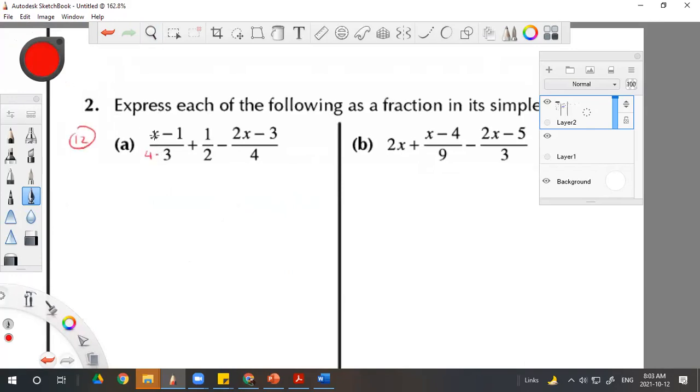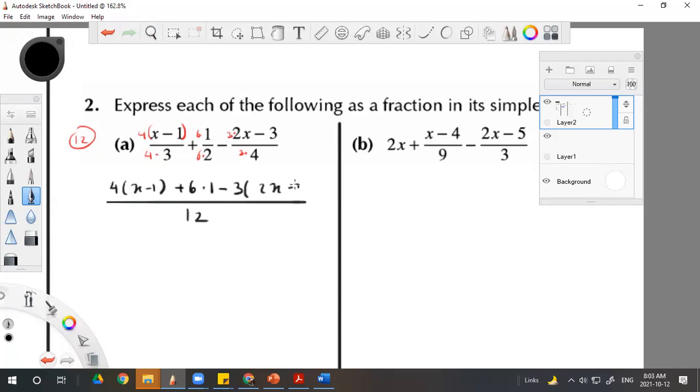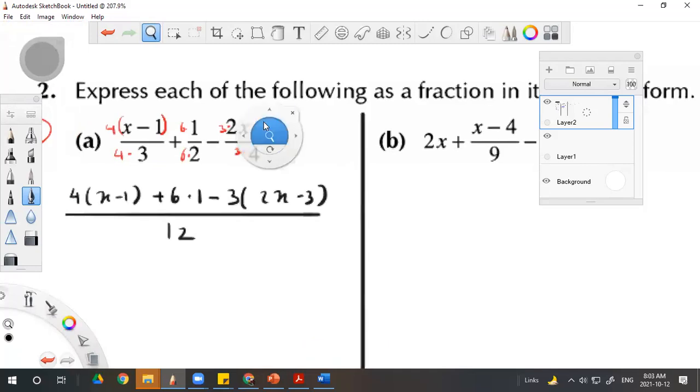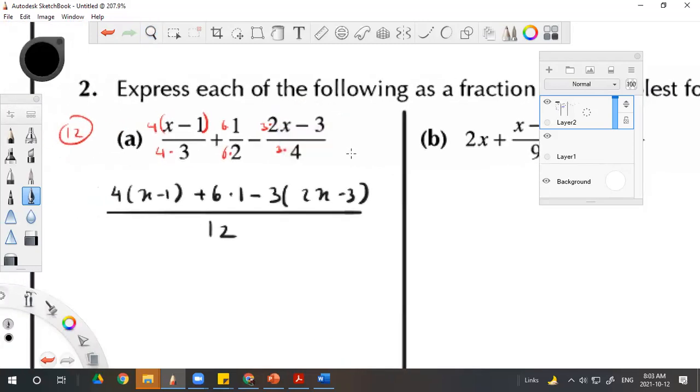Berarti ini kali 4, times 6, times 3. Right? So, pelan-pelan. Buka bracketnya gede-gede. Fraction. Everything is already 12. So, 4 bracket x minus 1 plus 6 times 1 minus 3 bracket 2x minus 3. Right? Slow but sure. Everything is supposed to be put in bracket.